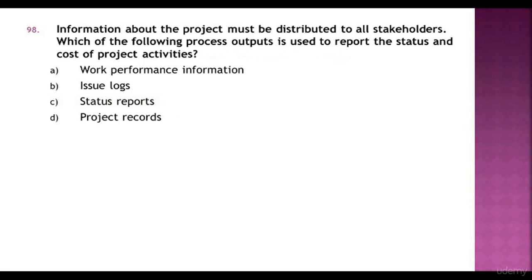Question 98. Information about the project must be distributed to all stakeholders. Which of the following process outputs is used to report the status and cost of project activity? Work performance information, issue logs, status reports, project records. Answer D is the correct choice. Project records.